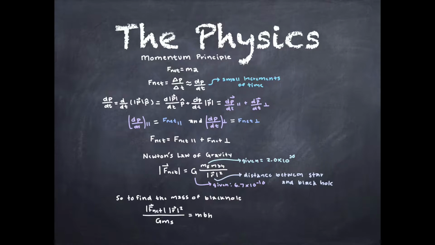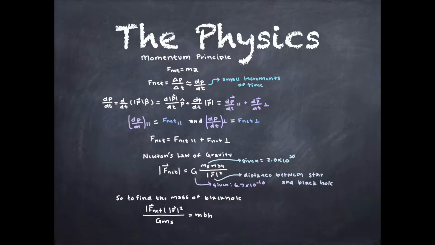dp/dt parallel is equal to F net parallel, and dp/dt perpendicular is equal to F net perpendicular. So F net, being the sum of the total forces, is equal to F net parallel plus F net perpendicular. We will also be using Newton's law of gravity, which is the net force equals the gravitational constant times mass 1 times mass 2 divided by the radius squared.